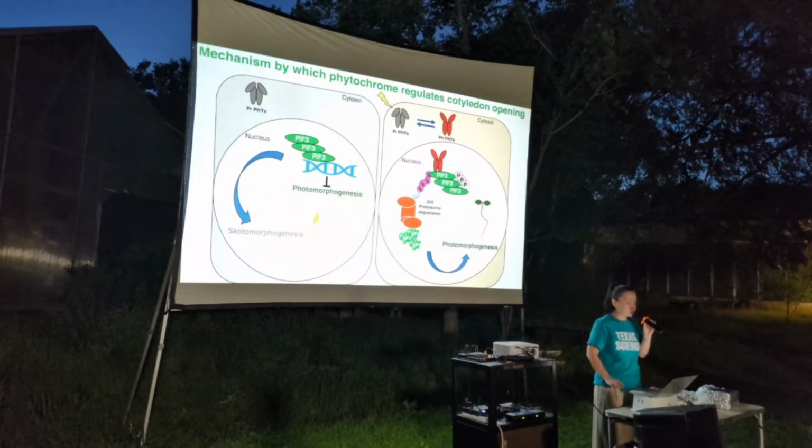So they will promote photomorphogenesis. Now you can see the cotyledons open. So this is the mechanism for how phytochrome regulates cotyledon opening. I hope this is not too much.